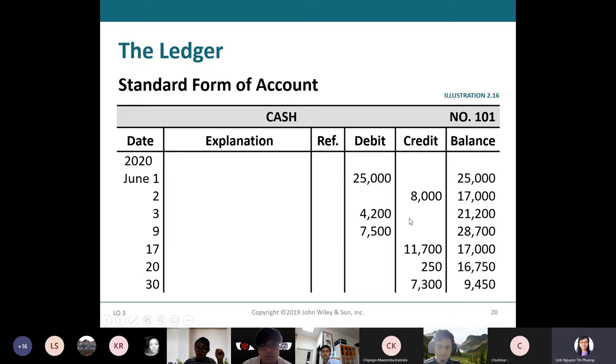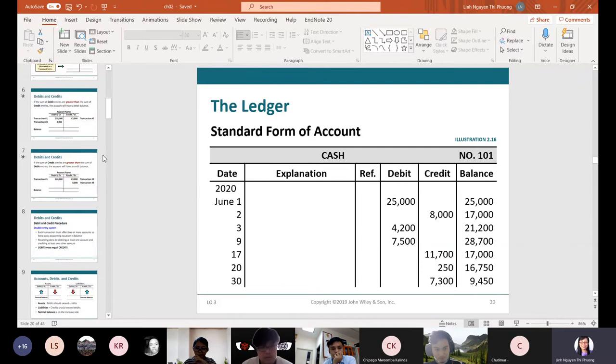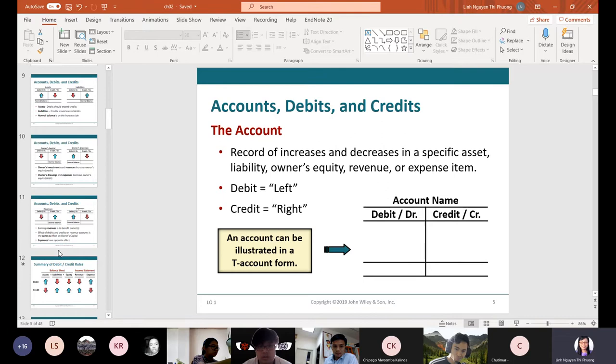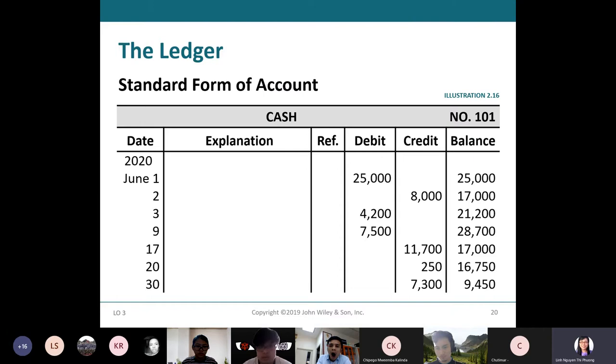This is another form of the ledger. It's called the T account, okay? T account is the same as in the beginning of the class. Okay, this one we call the T account ledger, okay? So it depends on the question, class. If the question tells you to prepare the T account ledger, you will do it like this, all right? But if the question says prepare a standard form of the ledger, then you will do it like this. Okay, this is the standard form of the ledger. So read the question carefully, okay? And if the question doesn't mention anything, we will do the standard form of the ledger, all right? Okay, any question up to here?